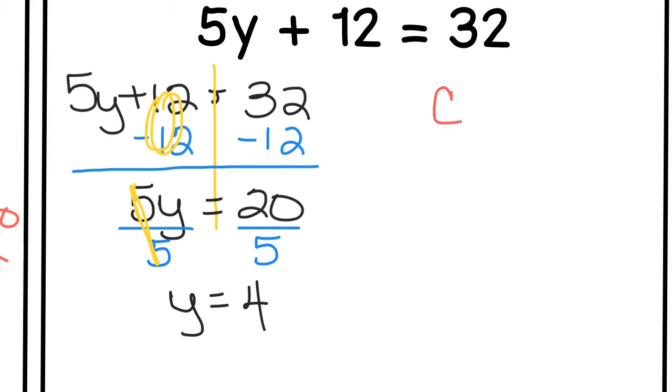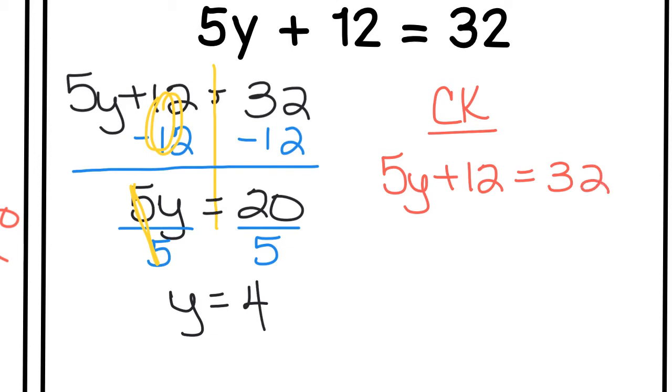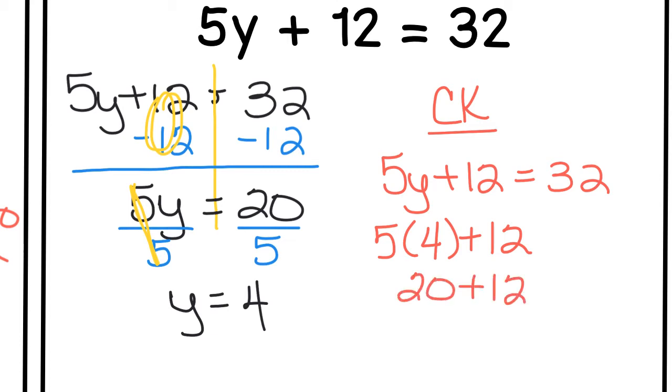But I'm going to come over to the side and we're going to check our problem. We're going to start with our original, which is 5y plus 12 equals 32. I'm going to substitute the 4 in for y. So 5 times 4 plus 12. Now, following order of operations, 5 times 4 is 20. And 20 plus 12 is 32. And in fact, I do have the correct answer. So checking our work is going to ensure that we do not miss any questions.